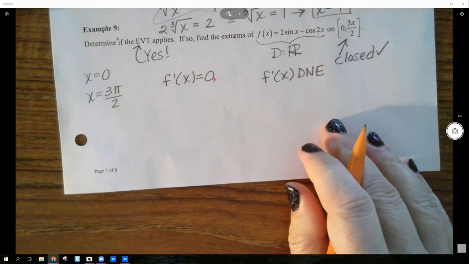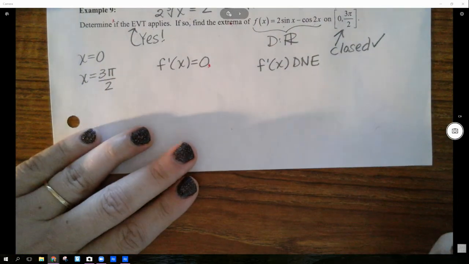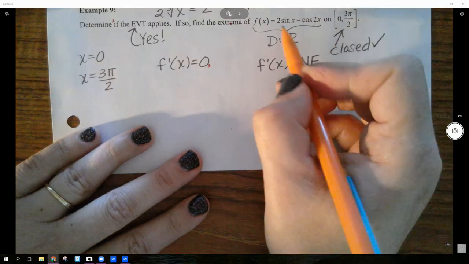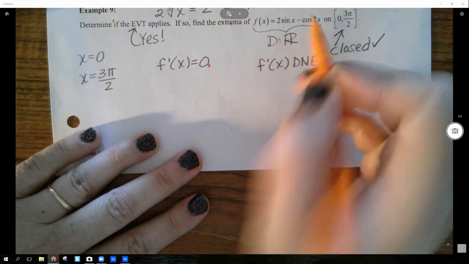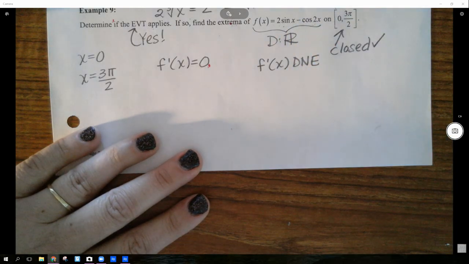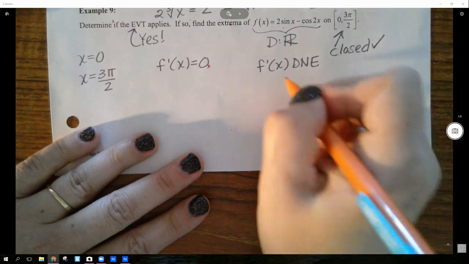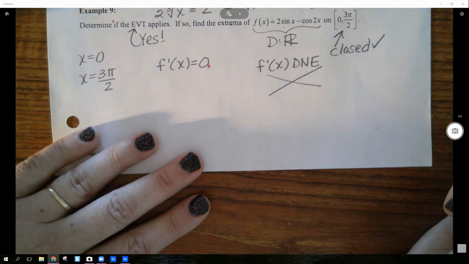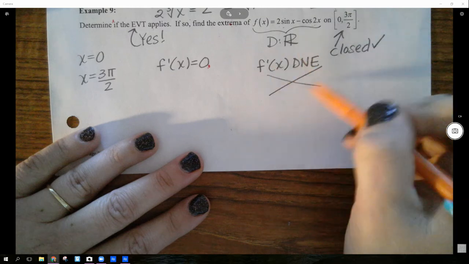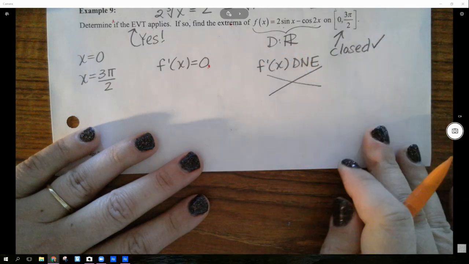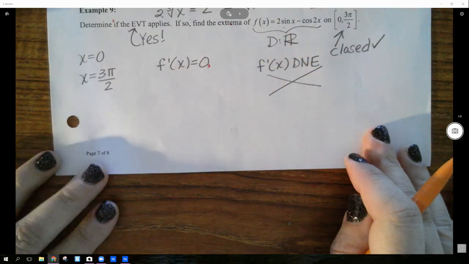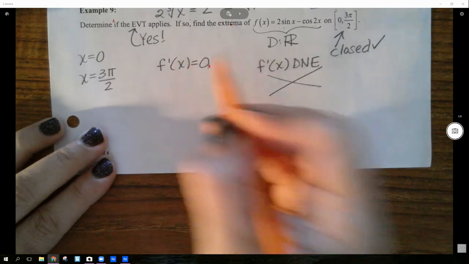Now, since sine and cosine are nice, smooth, continuous functions, then 2 sine x minus cosine 2x is also going to be a nice, smooth, continuous function. So the derivative is going to exist everywhere. You don't have to worry about looking where it doesn't exist for this problem. So what we do need to do is take the derivative and set it equal to 0.